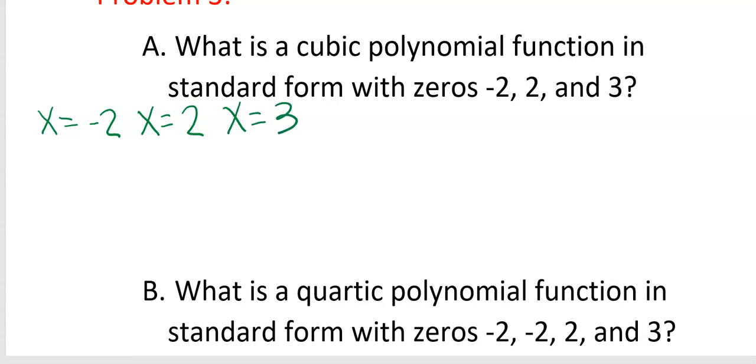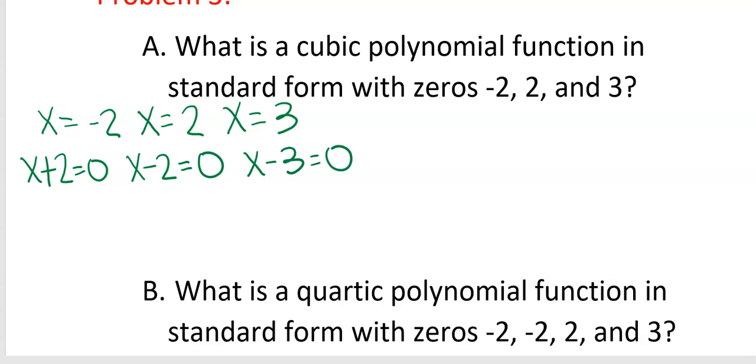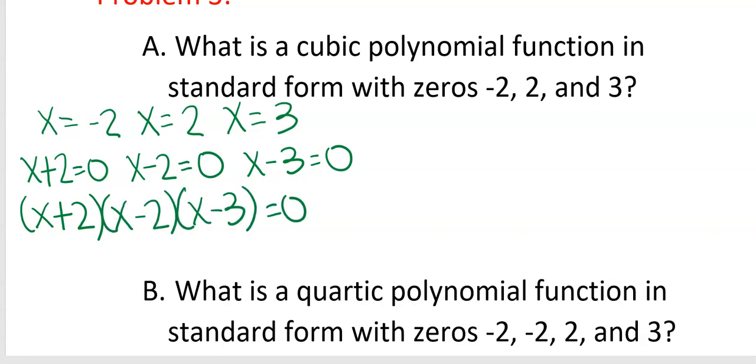So we need to turn them into factors, so we're going to subtract or add, depending on what you're doing, and set it equal to 0. So on the first one, we're going to add 2 to both sides, which makes it x plus 2 equals 0. On the second one, we'll subtract 2, which makes it x minus 2 equals 0. And the third one will also subtract. Our factors then are x plus 2, x minus 2, and x minus 3. Set it equal to 0.